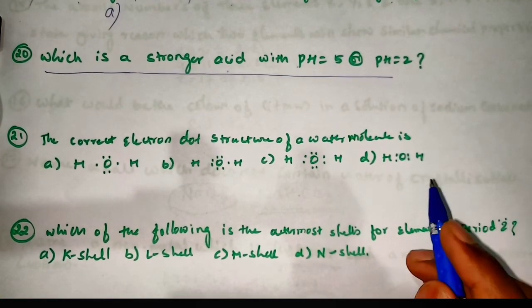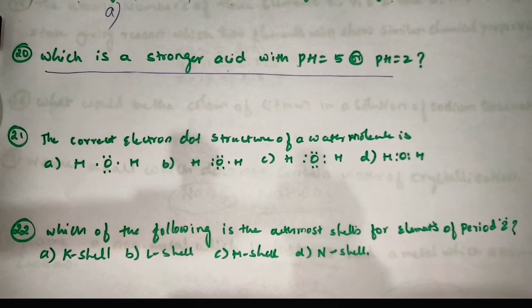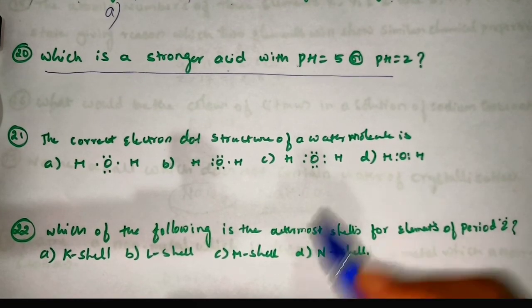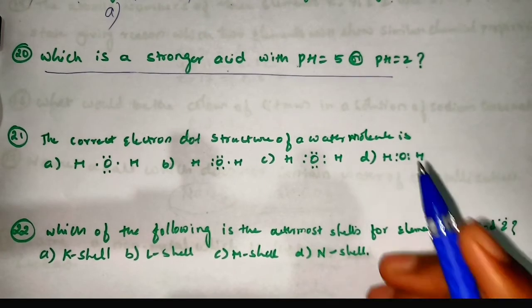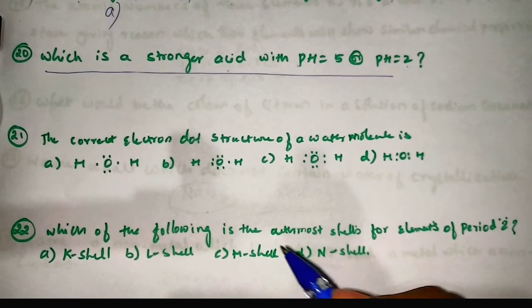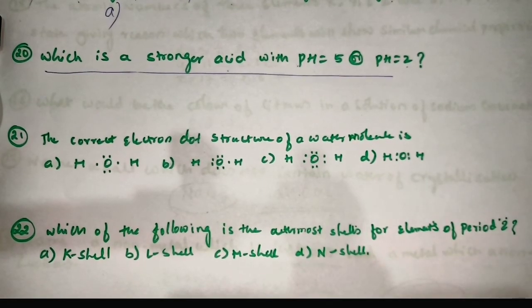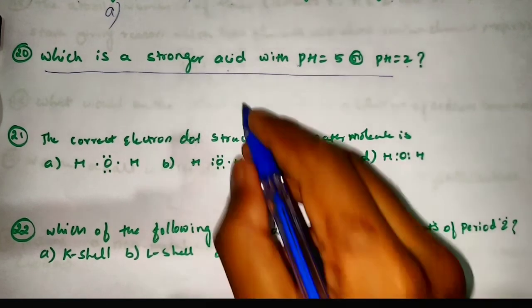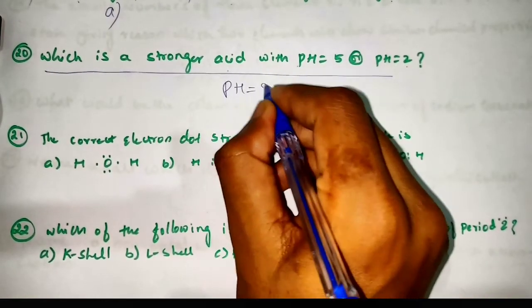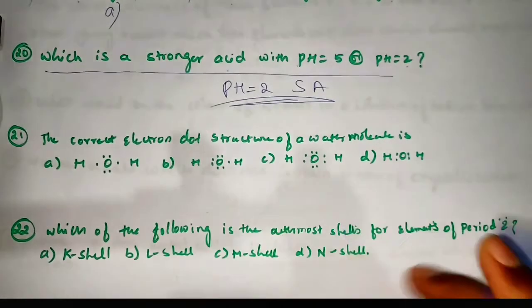We know that the higher the pH, the lesser the hydronium ion concentration. So the lower the pH, the higher the hydronium concentration. In a strong acid, what is going to happen? We will have a higher hydronium ion concentration. So pH equal to 2 will be the stronger acid.